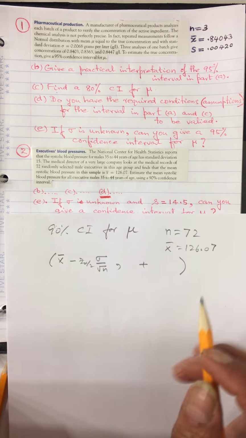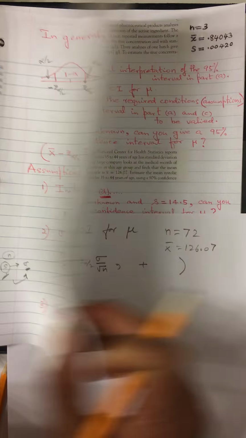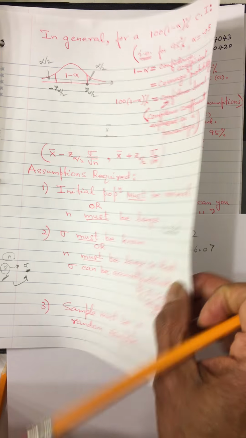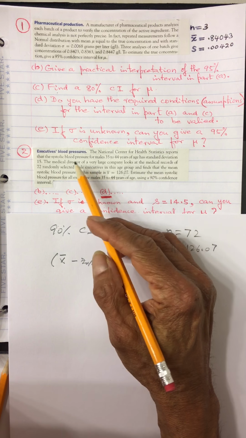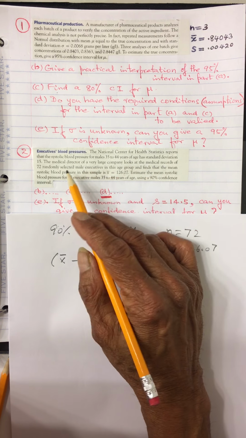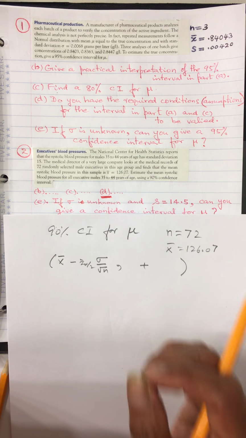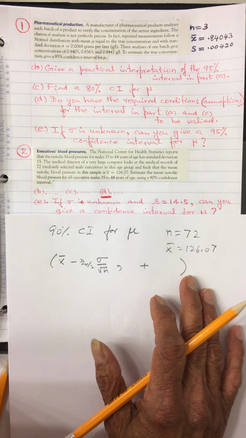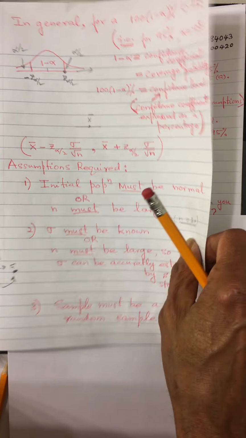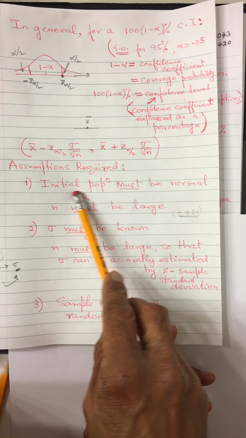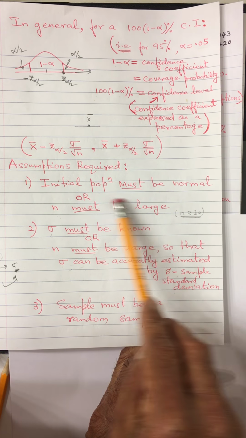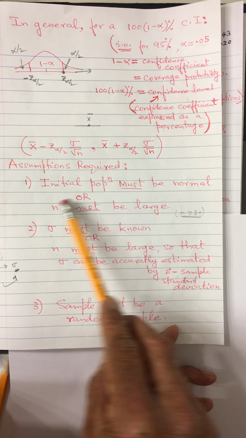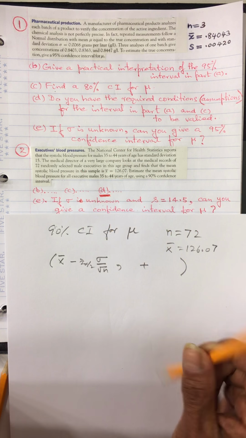So the first one, the initial population must be normal. If you read carefully, the question doesn't say that these blood pressure values follow a normal distribution. It does not say that. So we do not have this part. But even though we do not have that, n is 72, which is quite large. So this part is okay, and therefore this assumption is fine.